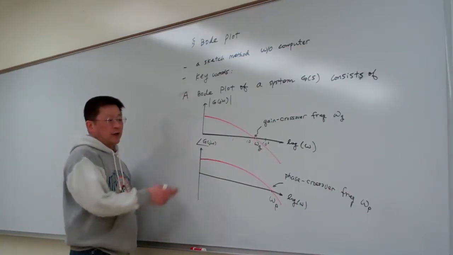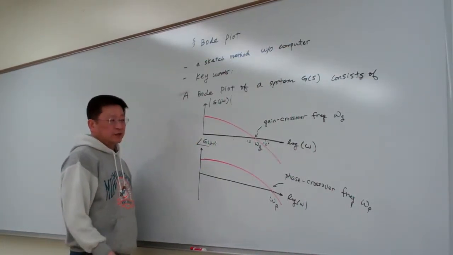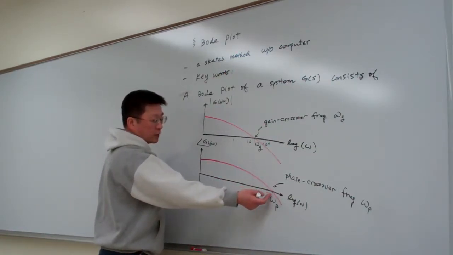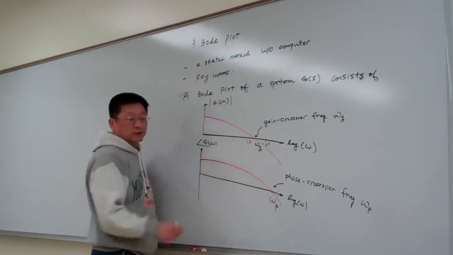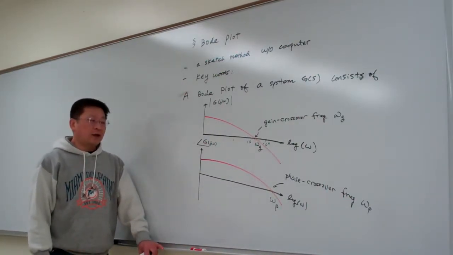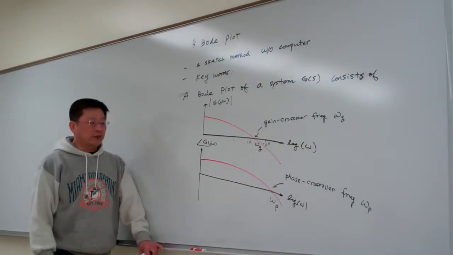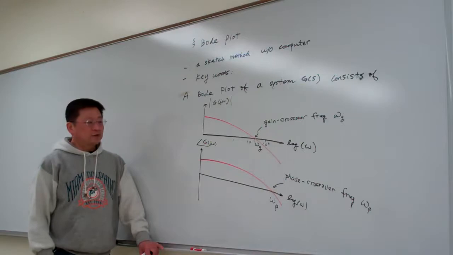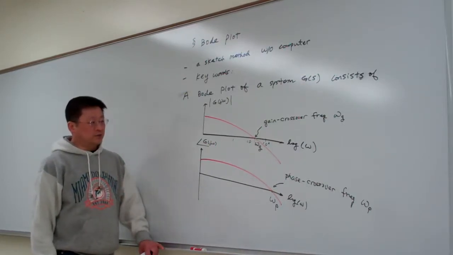And most of the time, the system will be like this. And for certain systems, omega P could be less than omega G. It depends on the system type. It depends on the description of the system. But here, this is a stable system. That's what we're going to say. So here I show a stable system.